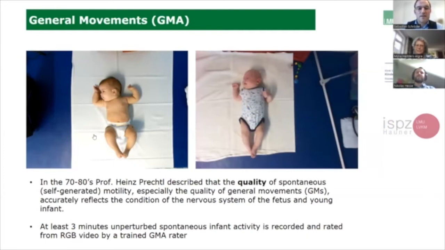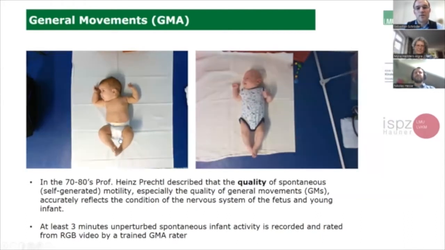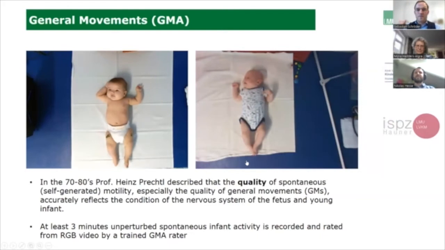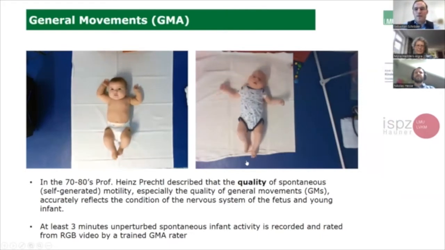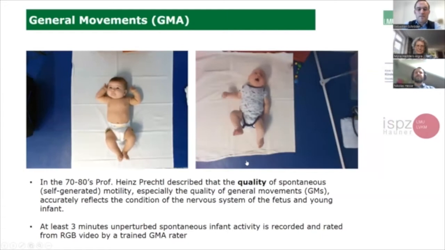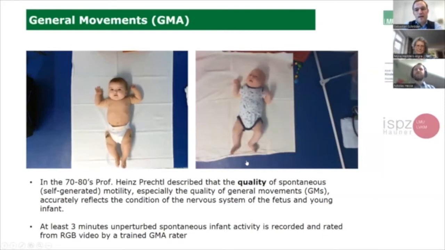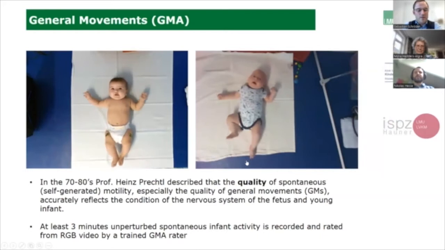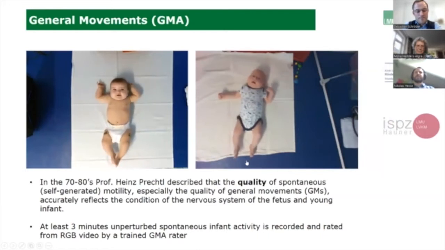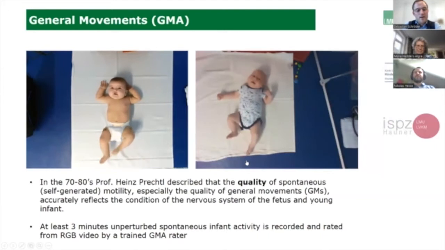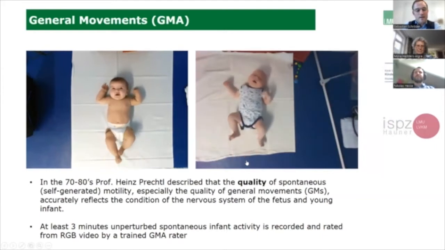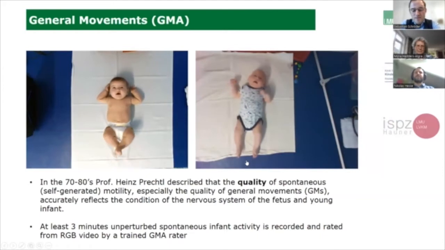And for this, he started to do video recordings of infants and started to rate them. And for that, they took 3 minutes of 2D RGB videos and recorded the spontaneous activity of the infants at the intensive care unit or even at follow-up in the well baby clinic. And general movements are whole body movements that already appear in the 7th week of post-menstrual age.